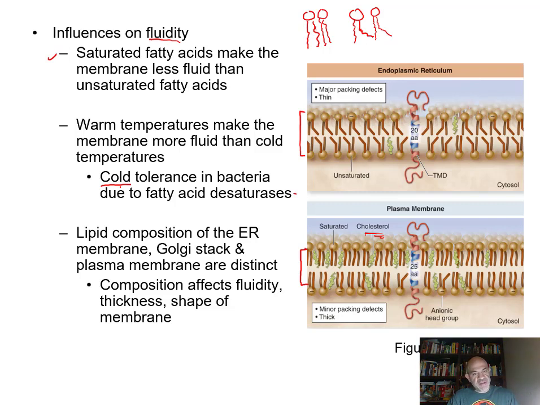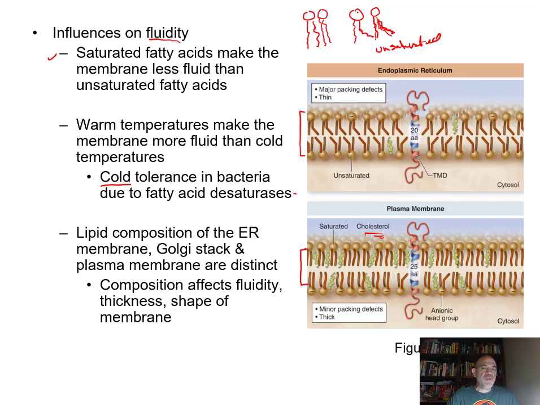So a bacteria that lives in a cold environment is going to have more unsaturated, more of those types that have the bend in the fatty acid tails. And that keeps those phospholipids from packing together closely, and it'll keep it more fluid at colder temperatures, right? The opposite would be true if you are in a warmer environment. You're probably going to want to have more saturated fatty acids.